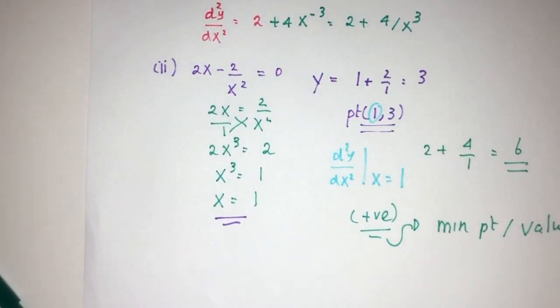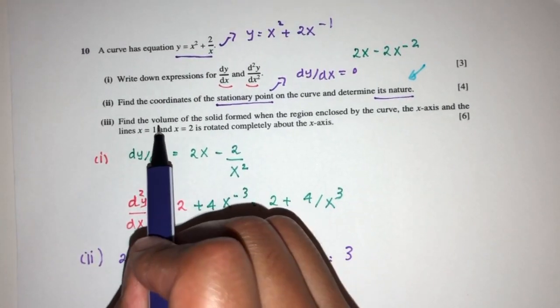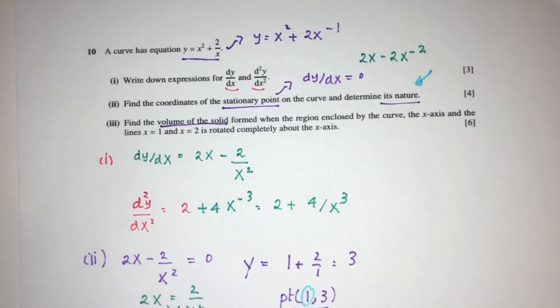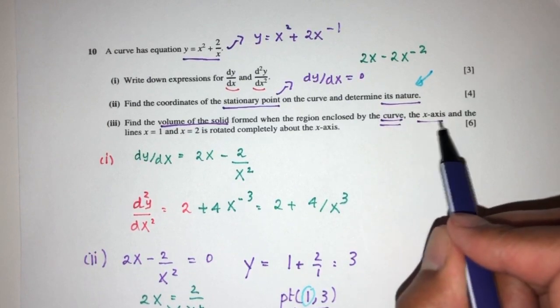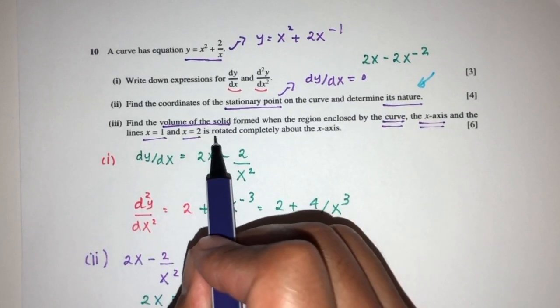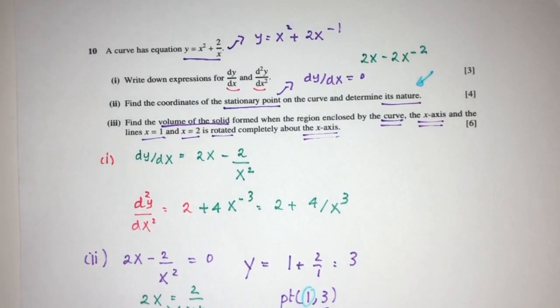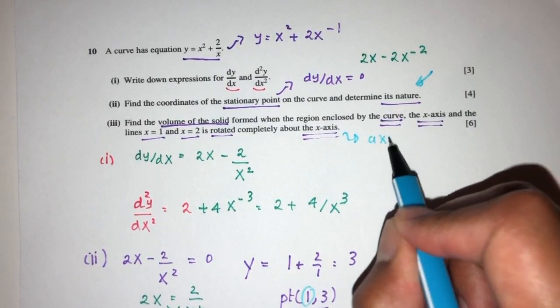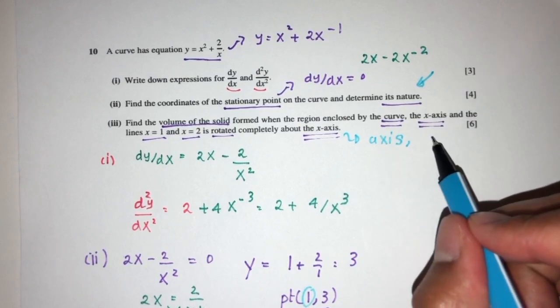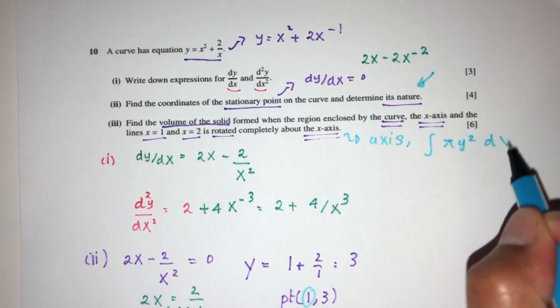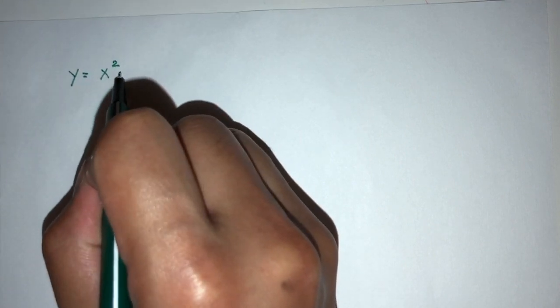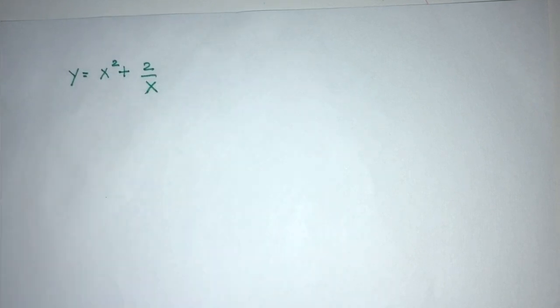That's question part 2. Now for part 3, we have to find the volume of the solid formed when the region enclosed by the curve, the x-axis, and the lines x equals 1 and x equals 2 is rotated about the x-axis. Again, rotation about the x-axis, the formula is pi integral of y squared with respect to dx. Let me find some space over here to complete the last question. We know y is the equation of the curve, x squared plus 2 over x.